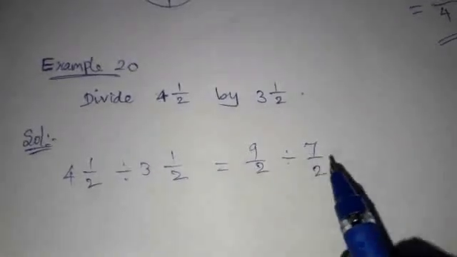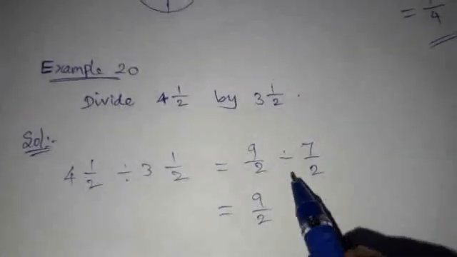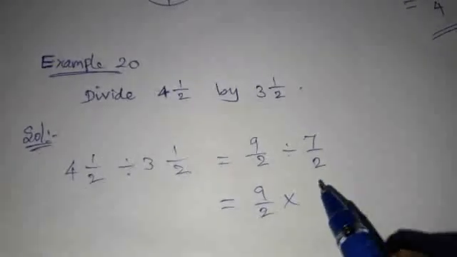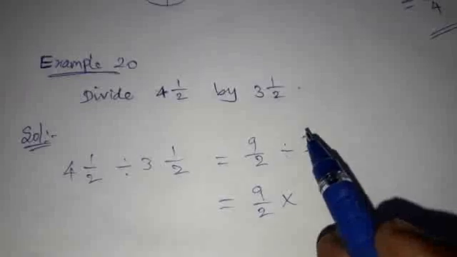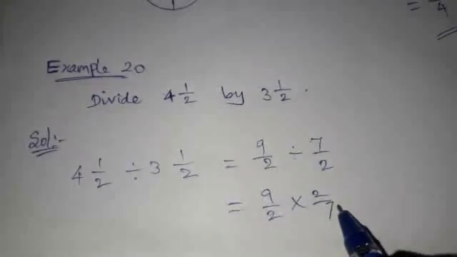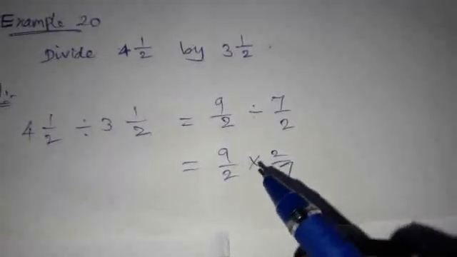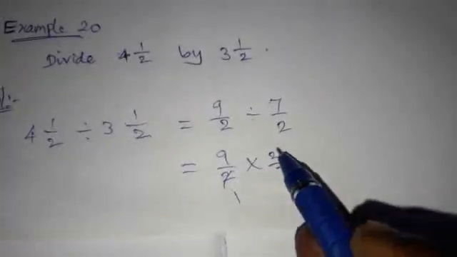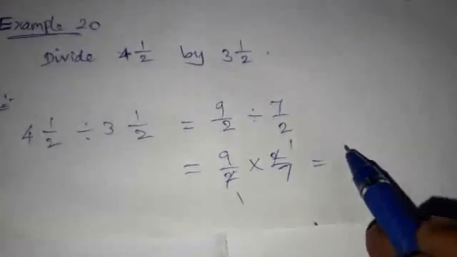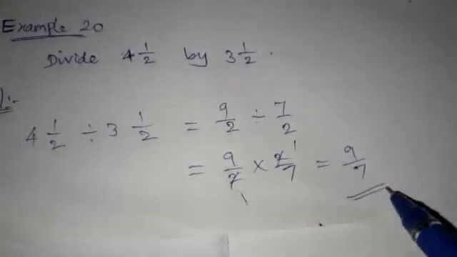We know how to divide these two numbers. First we have to write the first number, 9 by 2. Next we have to change the division symbol into multiplication, and then we have to find the reciprocal of the second number. 7 by 2 can be written as 2 by 7. And we can divide this if possible by the same table. 1 twos are 2, 1 twos are 2. Next, multiply the numerators: 9 ones are 9, and the denominators: 1 sevens are 7. So 9 by 7 is the answer for this question.